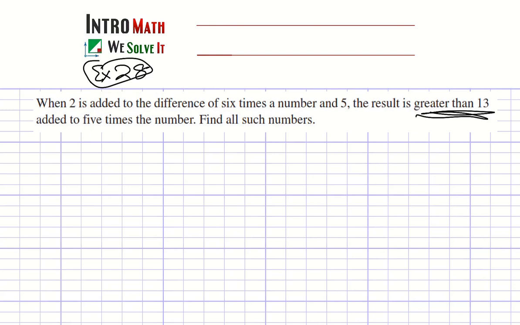But something like this, we did a lot of this in the past. First of all, you say let X be the number we're looking for. You take your clue: when 2 is added to the difference of 6 times a number. And then you start doing what they say to X.